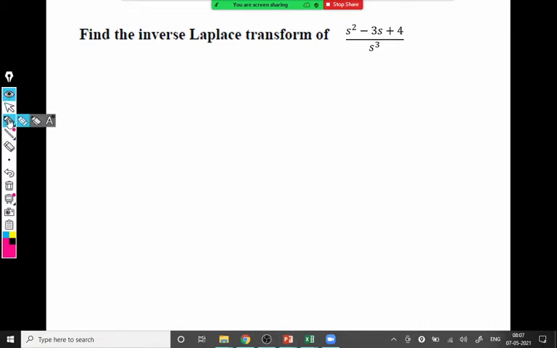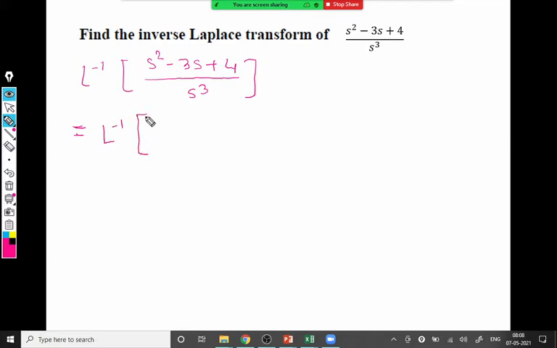The question is now, this is one of the simple questions that we have. Our aim is to get the inverse Laplace of this fraction. So indirectly we want L inverse of (s square minus 3s plus 4) divided by s cube. Yes, anyone? What should be done so that we can use the table of standard results? What should be the step now?